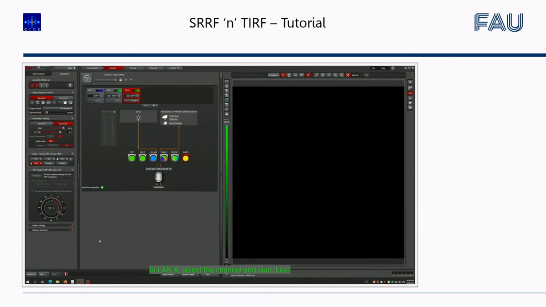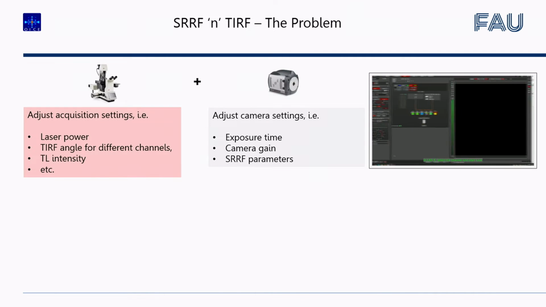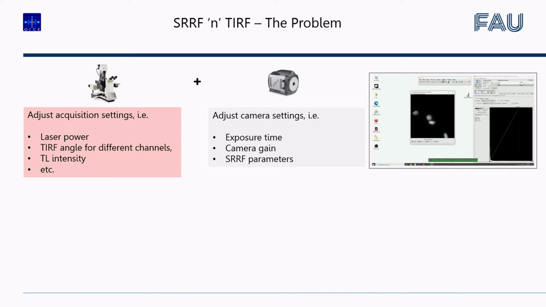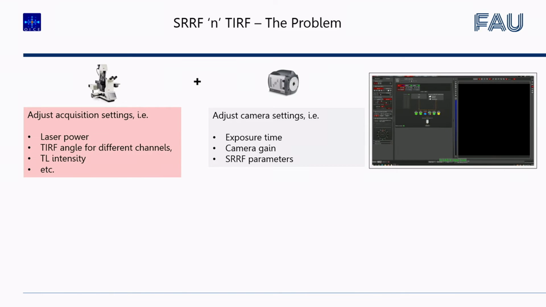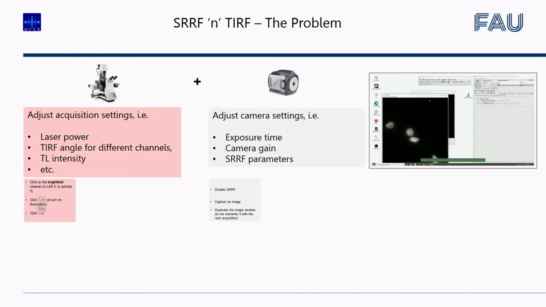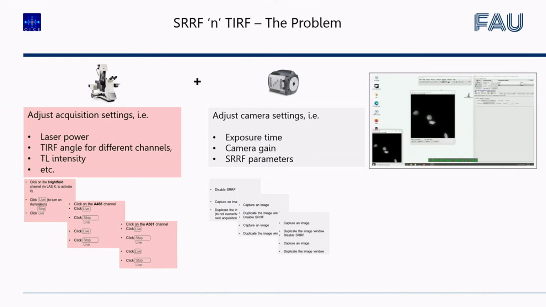Benjamin, one of my senior scientists, made a nice movie for our users, which I'm not going to show you entirely. I'm just going to highlight what the workload is that you face if you do a three channel experiment. So you start with adjusting your acquisition settings on your microscope: laser power, TIRF angle, intensity, etc. Then you have to do the same for your camera settings: exposure time, camera gain, SRRF parameters. And then you set up the actual experiment. So your bright field settings on the microscope, your bright field settings here. Same applies to your first fluorescent channel here, and the same needs to be applied on the camera, and so on, and so on.